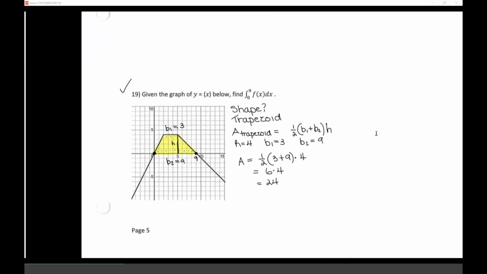Anybody have questions on number 19? Anybody questions on 19?